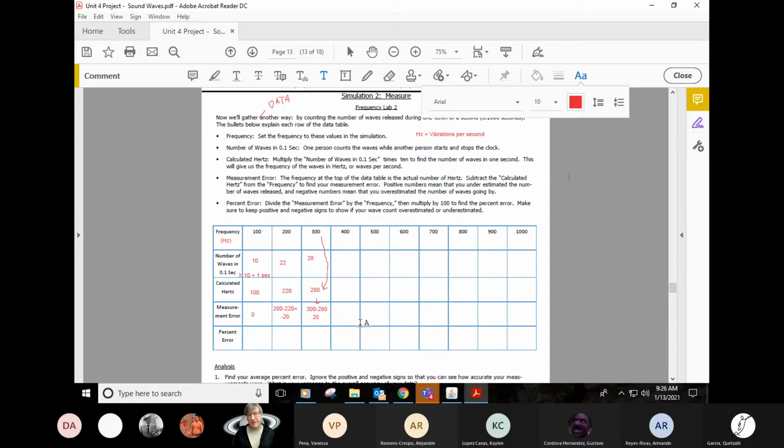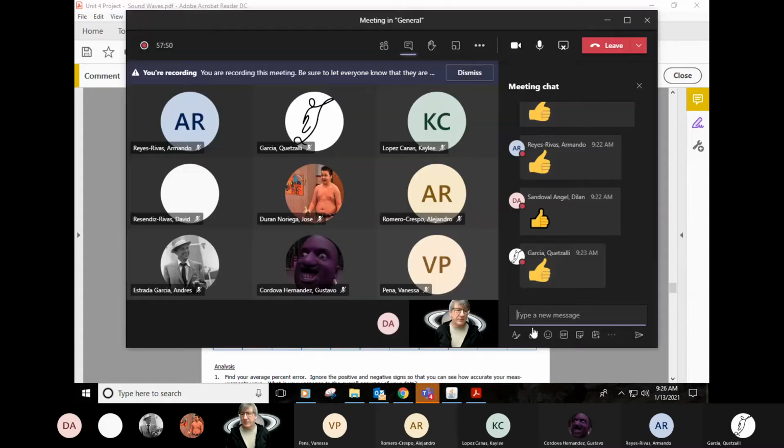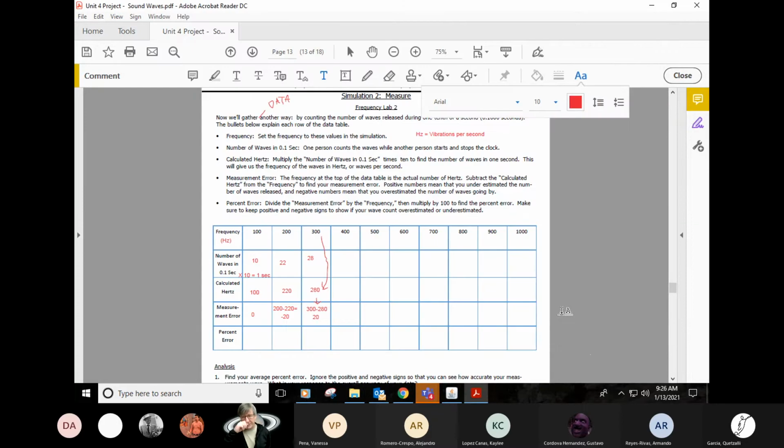All right, go ahead and fill in all your measurement errors by subtracting frequency minus whatever your calculated hertz was, and then include whether it was a positive or negative answer. Give me a thumbs up when you're done with that. Let me know if you're unclear on how to do something.